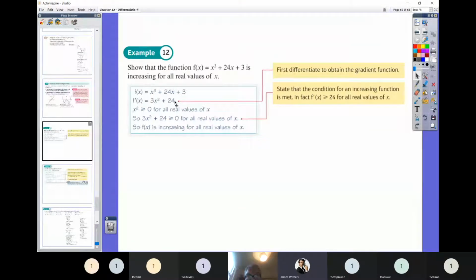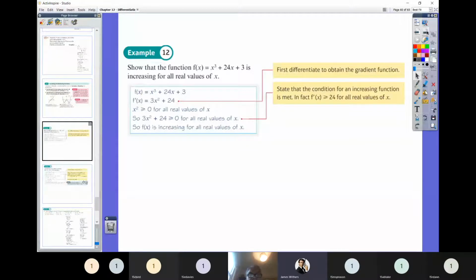Now, at that point, remember, whenever you square anything, it becomes positive. So by definition, x squared is positive, timesing it by 3 is positive, and adding another 24 is making it even more positive. So having differentiated this one here, because of the x squared component and no other reference to x's, you can just conclude x squared is greater than or equal to 0 for all real values of x. So therefore, it's increasing for all the real values of x.